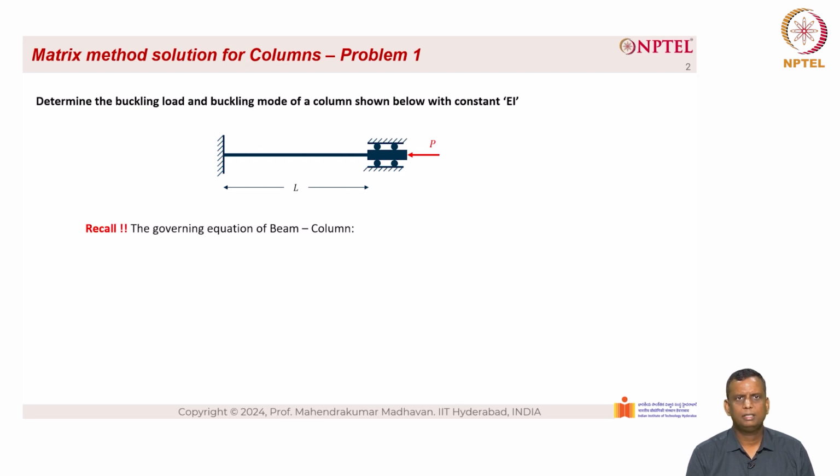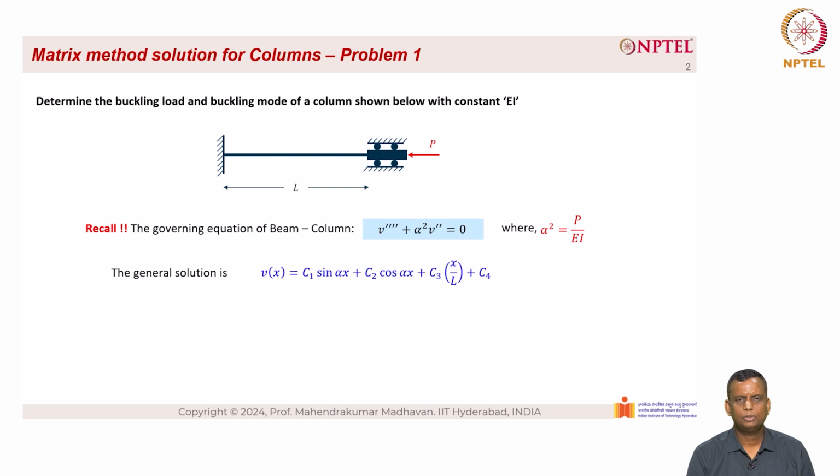Recall the governing differential equation for a beam column: V power 4, basically differentiating V 4 times, plus alpha square V double dash equal to 0, where alpha square equals P by EI. The general solution is given as V of x equal to C1 sin alpha x plus C2 cos alpha x plus C3 x by L plus C4. When we differentiate it once, we get V dash of x equal to C1 into alpha cos alpha x minus C2 alpha sin alpha x plus C3 by L, because when you differentiate x, it becomes 1, and differentiating C4, basically a constant, becomes 0.